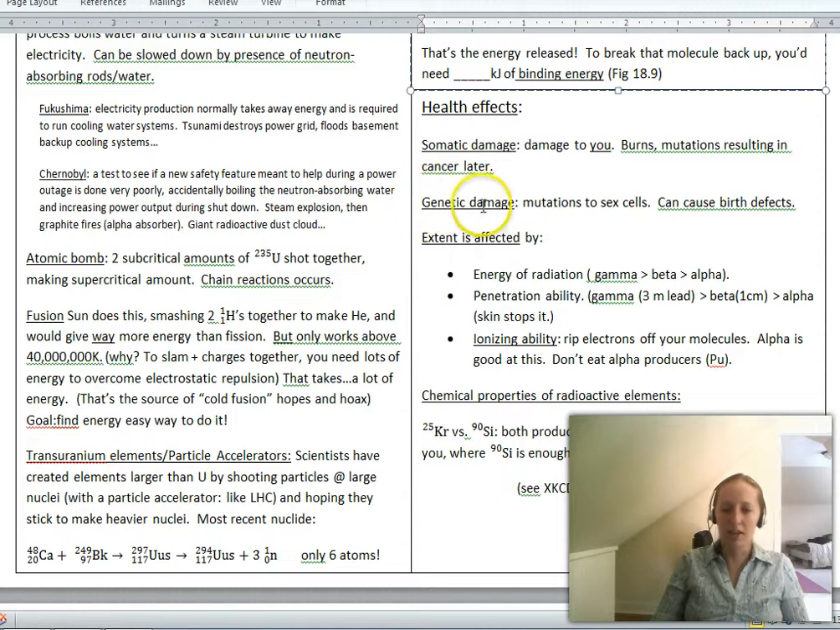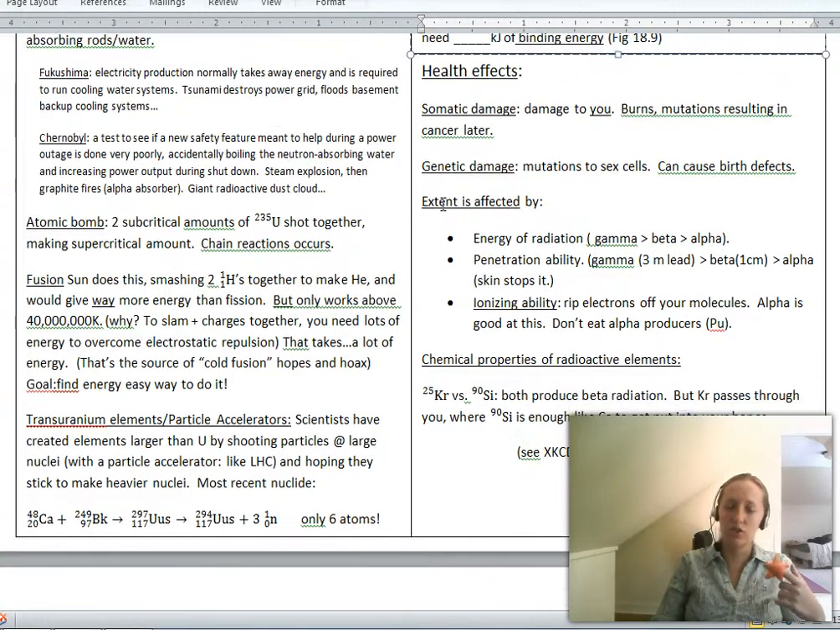And genetic damage is something that you would also maybe worry about, which is mutations in your sex cells. So that would cause birth defects or mutations showing up in your offspring. So these are the two things that you sort of wonder about: is it going to burn me to death, and am I going to have mutants for children? And the extent of these two problems is affected by how much energy you got.